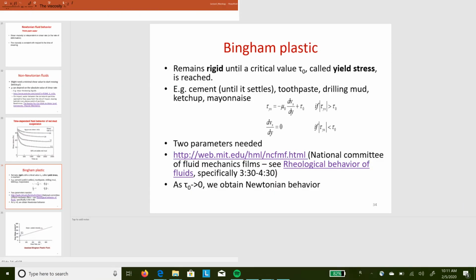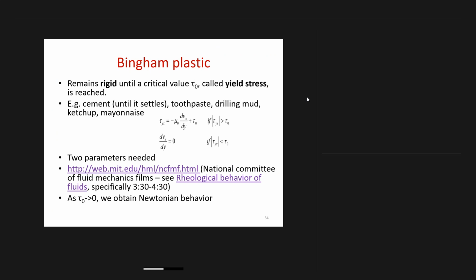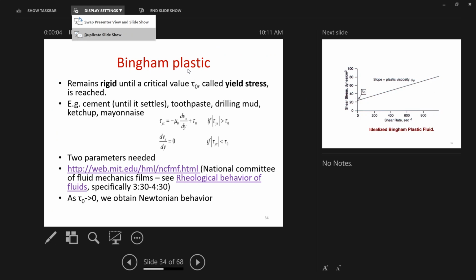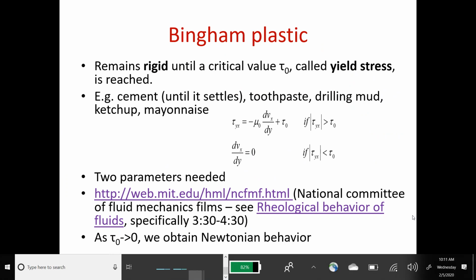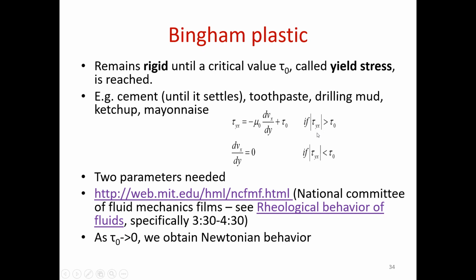So Bingham plastic says that tau yx, for these stresses that are large enough, is minus mu 0 dvx dy plus tau 0. So get a pen and pencil. So tau yx is equal to minus mu 0 times gamma dot. Is that correct? Plus tau 0.